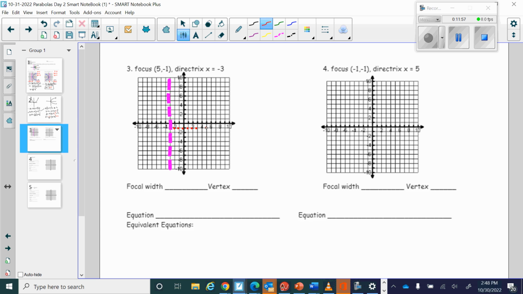Come on. Nice little dot. Okay, so let's cut my distance now. 1, 2, 3, 4, 5, 6, 7, 8. So 8, therefore, 8 is 4. So my p is equal to 4.